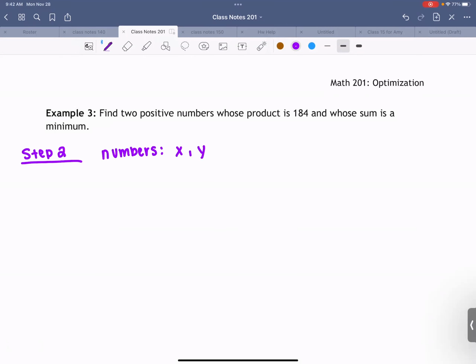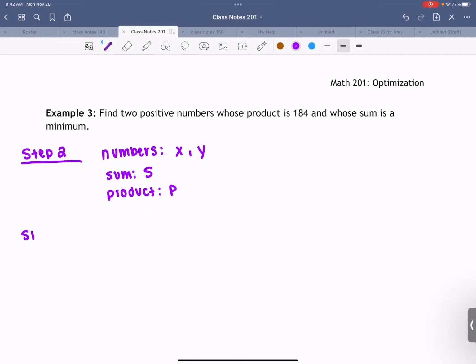What letter should I use for my sum? S, good, that's what I like to hear. So my sum is going to be S. And what do you think I should use for the product of the two numbers? P, there we go. All right, so we have labels for everything, so we know what to do.